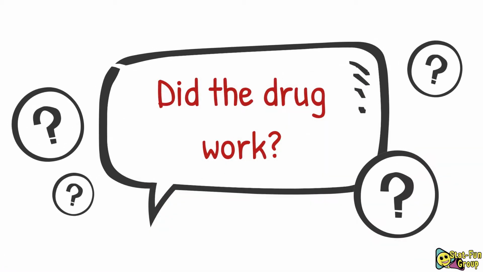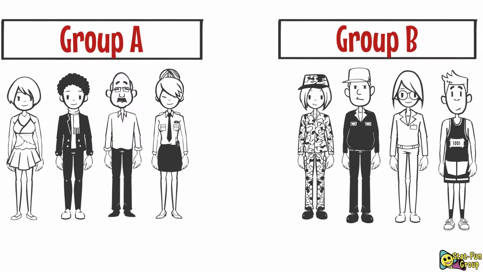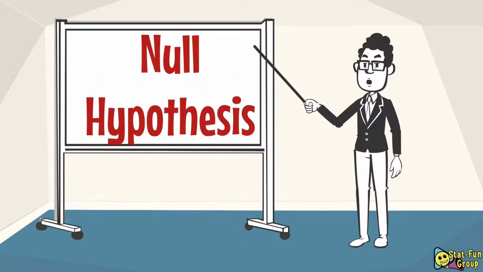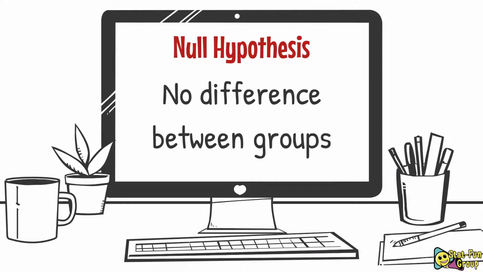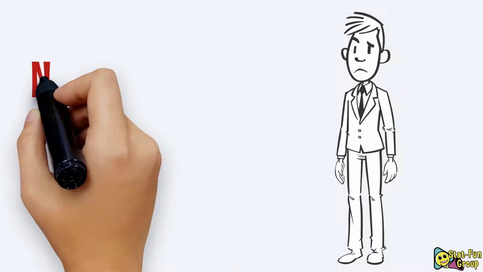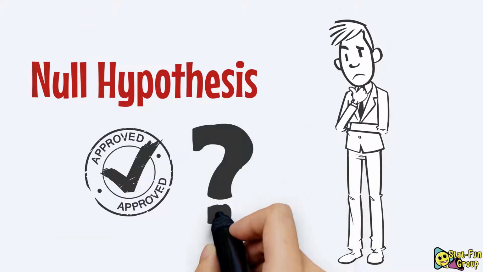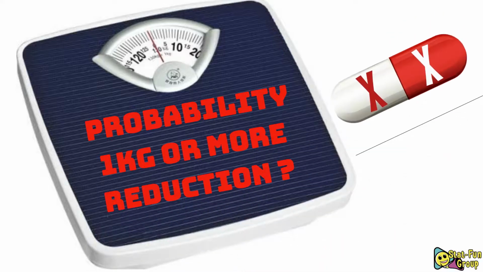To determine this, we first ask ourselves, what would happen in a world where the weight difference in volunteers who received drug X is the same as the weight difference in those who received the placebo? This is where the null hypothesis comes in. Usually, the null hypothesis states that there's no difference between groups, so our null hypothesis is that the weight difference in those who receive drug X is the same as the weight difference in those who receive the placebo. Now we can ask ourselves, if this null hypothesis was true, what is the chance or probability of discovering a 1 kilogram reduction or more in body weights in those treated with drug X from our sample?